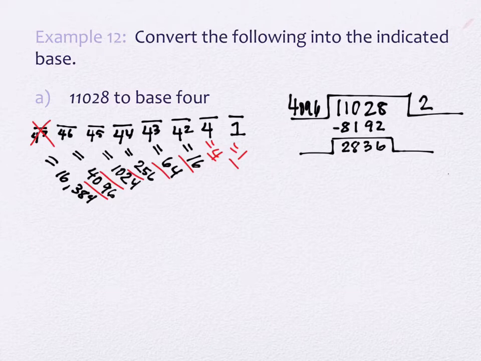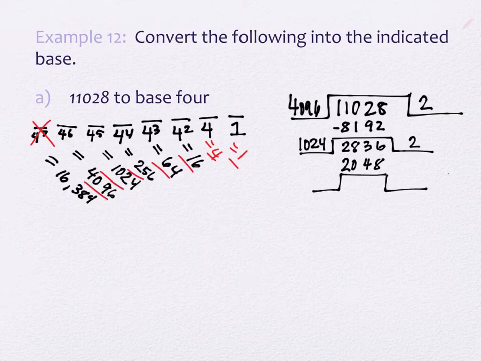Okay. We're going straight down the list of powers. The next power is the 1,024 placeholder. That clearly goes in there at least once, but it'll go in twice again. What is 2 times 1,024? 2,048. So if we subtract, what do we get? 788 sounds good. My next power after 1,024 is 256. So how many times will 256 go into 788? And what is 3 times 256?